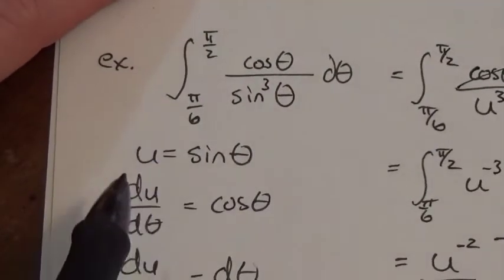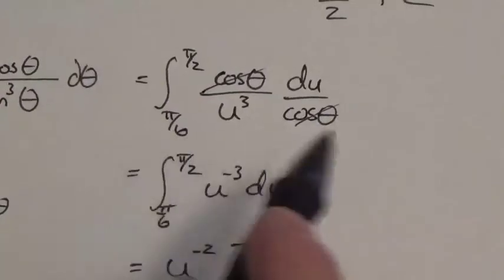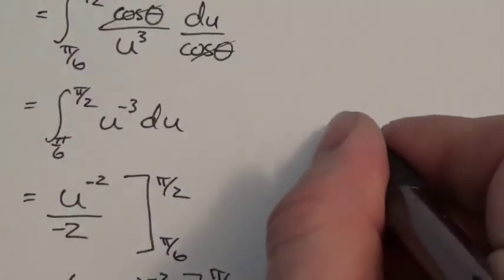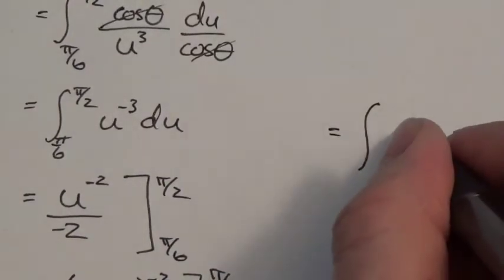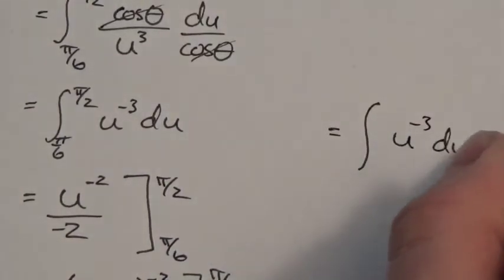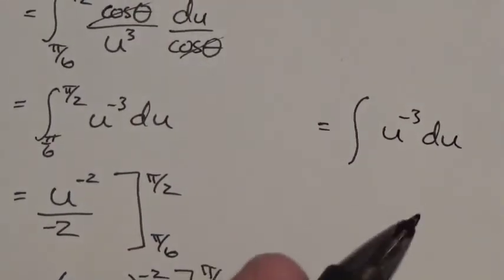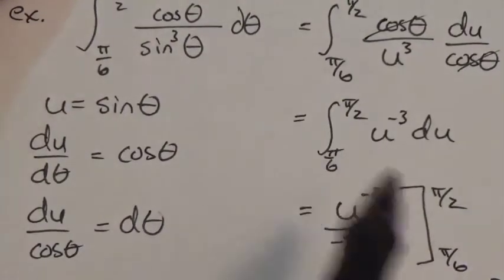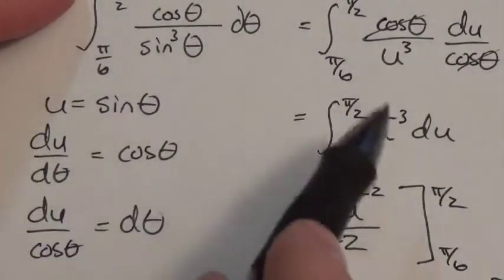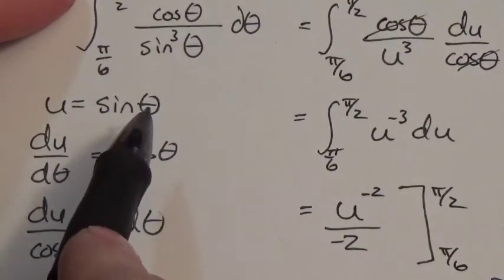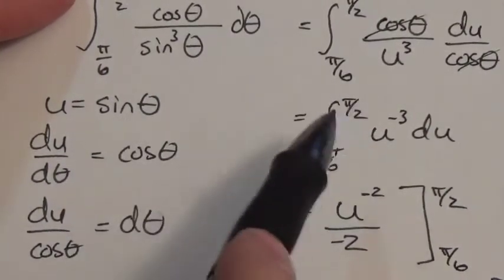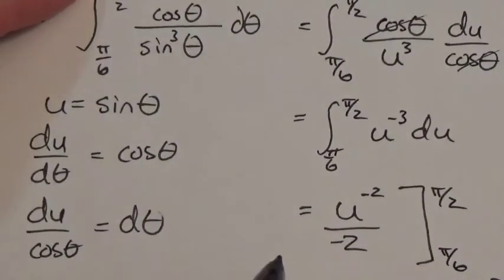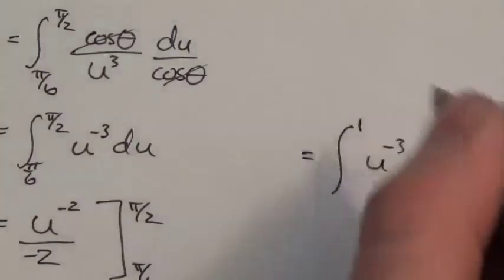I go back up to my substitution, u is equal to the sine of theta, and I'm going to make my substitution, but it's about right here that I would start to do things a little bit differently. I would end up getting u to the negative 3, du for sure, but what I would do here is use my substitution to actually change my limits. I'm going to take my upper limit and plug it in. So when theta is equal to pi over 2, u is the sine of pi over 2, which is 1. So my upper limit becomes 1.